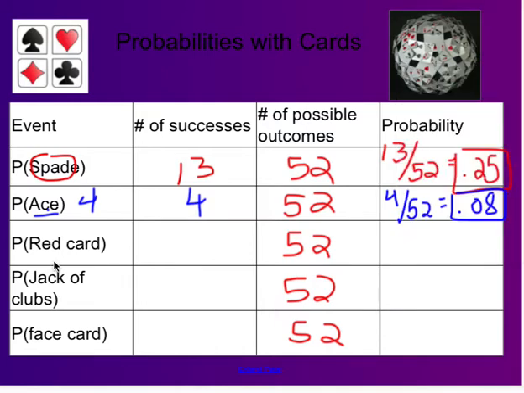Let's take a look at this next one. Probability of getting a red card. So we talked about the red cards being half the deck. So there are 26 that are red.